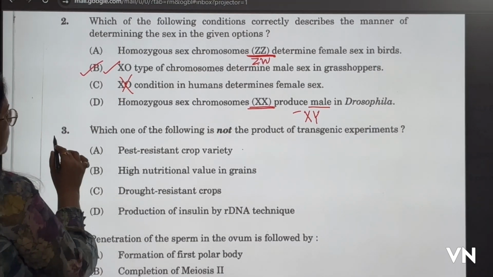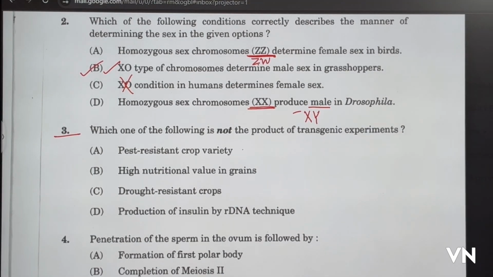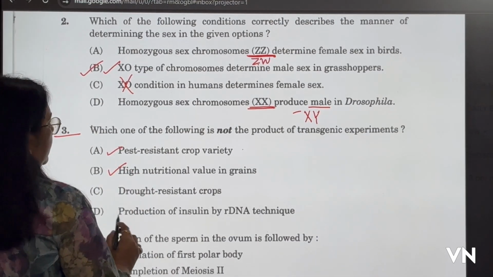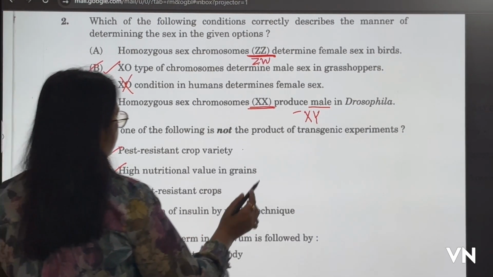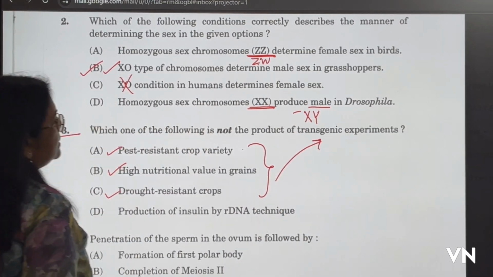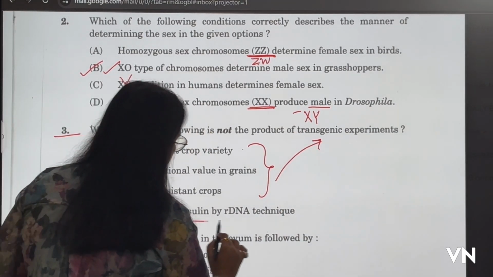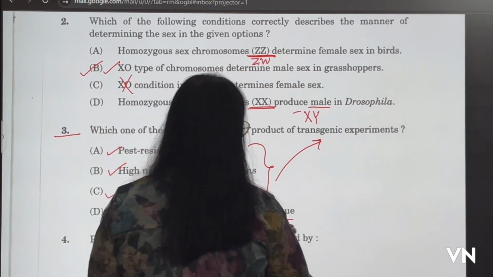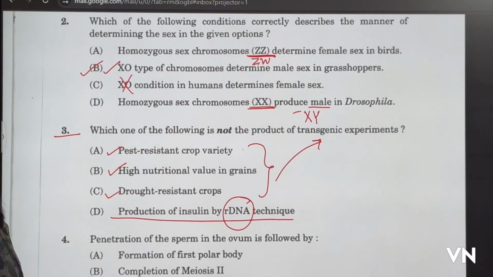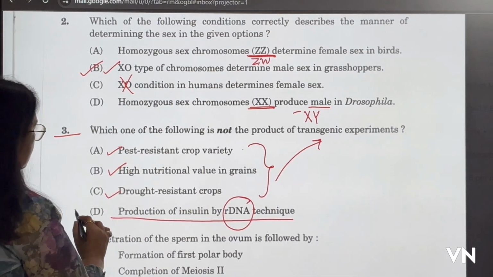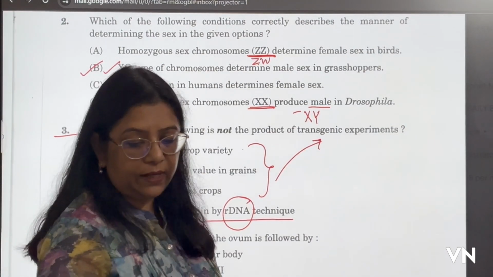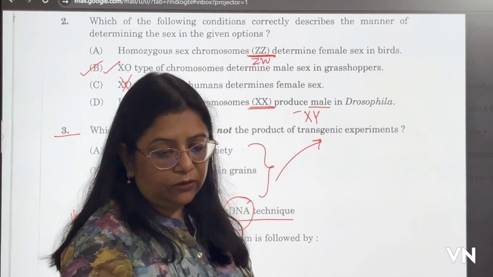Question number 3. Which one of the following is not the product of transgenic experiments? Pest resistant, high nutritional value in grains, and drought resistant crops. These are result of transgenic experiment, whereas this production of insulin by rDNA technique, as it is given already here, recombinant DNA technology. So the answer of this is D option. And now next question number 4.